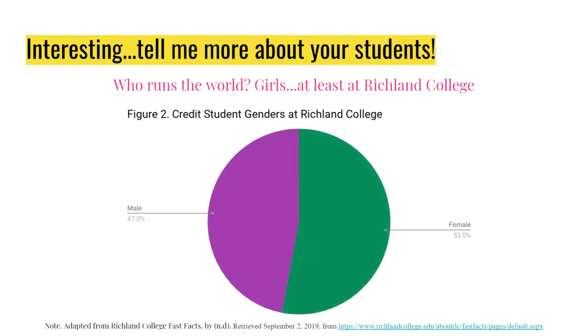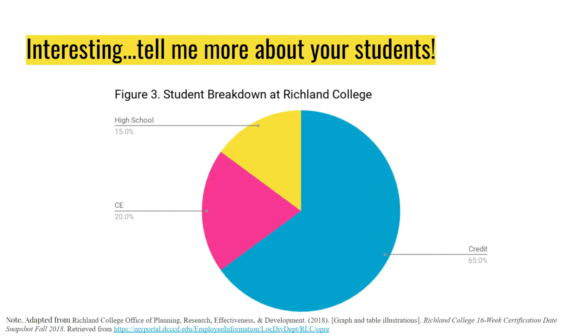The gender divide at Richland is almost equal, with slightly more female than male students. Unsurprisingly, credit students make up a majority of the population at 65%. 1 in 5 students are CE students, and around 1 in 7 students are in high school but taking college credit classes at Richland's campus, and the high school population continues to grow each year.